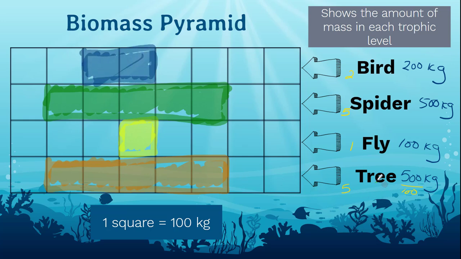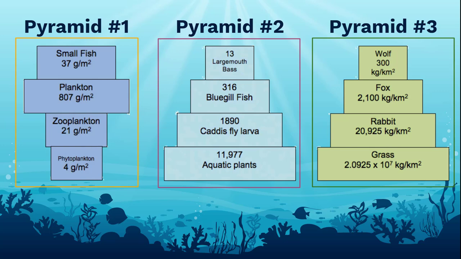So I have my squares colored in, and I have each level of my food chain labeled so I know what each of these squares are representing. So this is a biomass pyramid. It shows the amount of mass in each trophic level. So here I have 3 different examples of biomass pyramids. We have Pyramid 1 that has phytoplankton, zooplankton, plankton, and small fish. We have Pyramid 2 that has aquatic plants, caddisfly larvae, bluegill fish, and largemouth bass. And we have Pyramid 3 that has grass, rabbit, fox, and wolf.